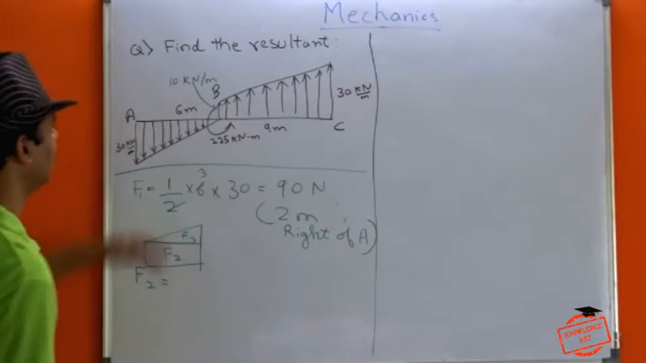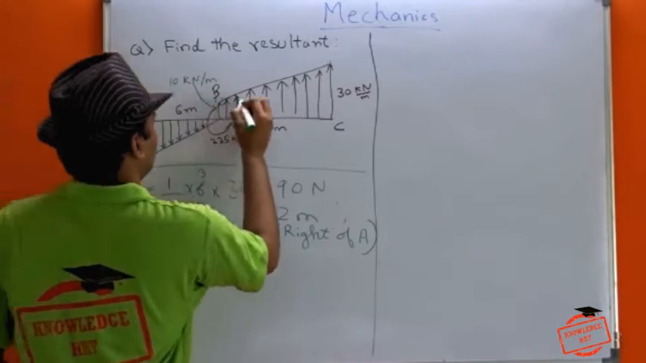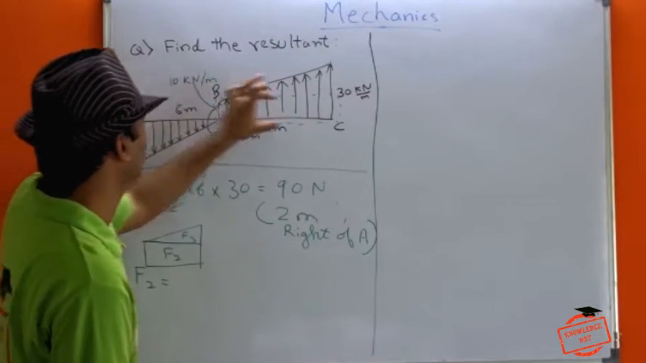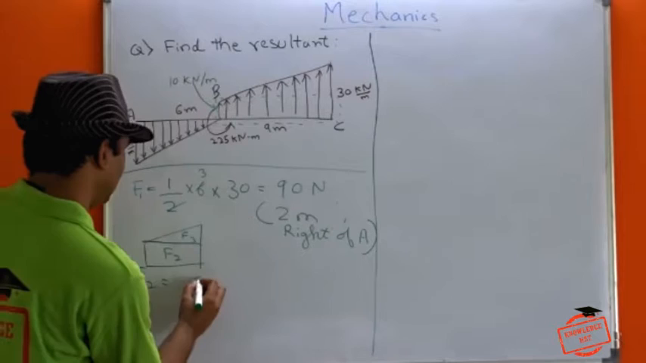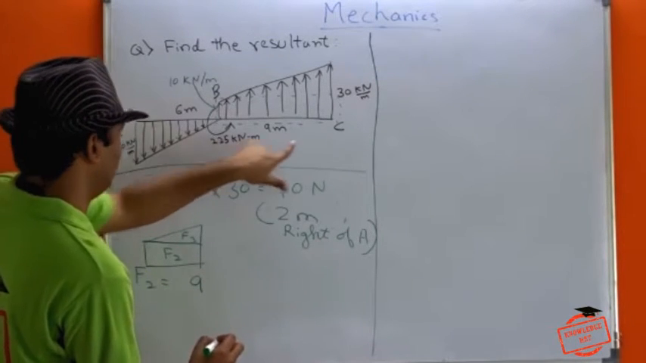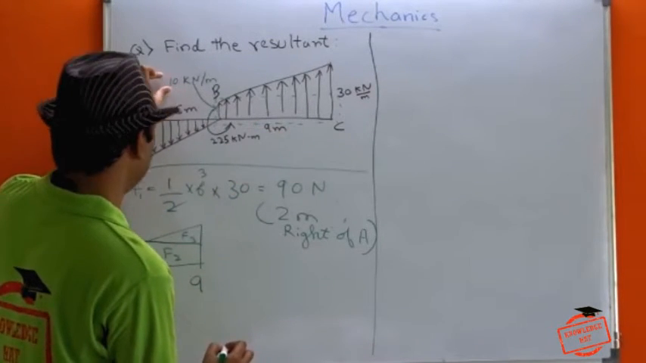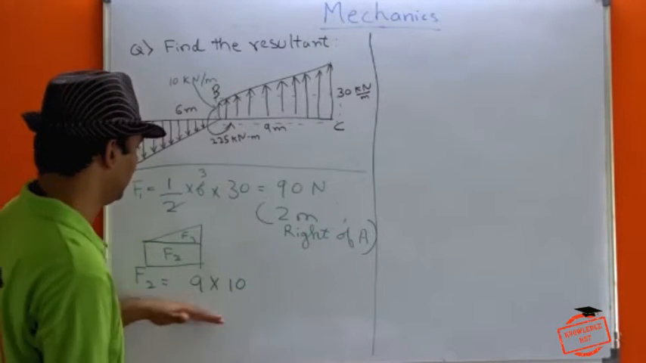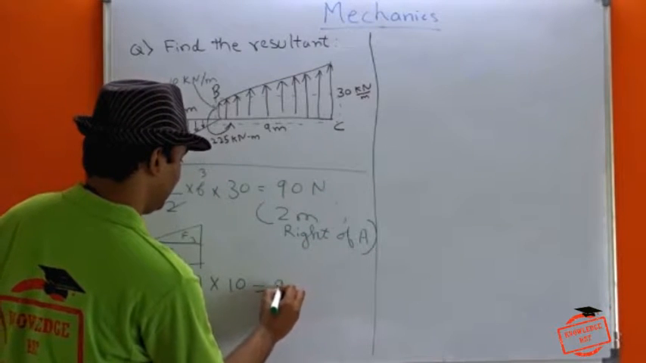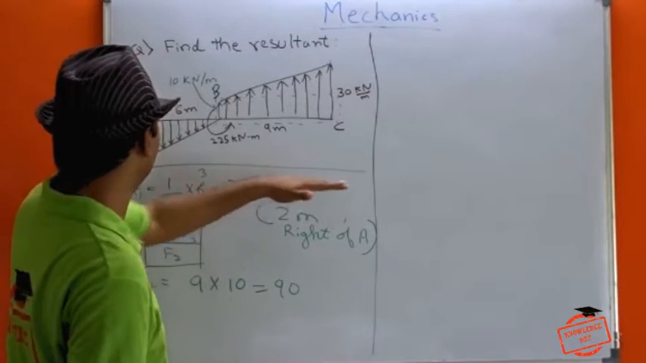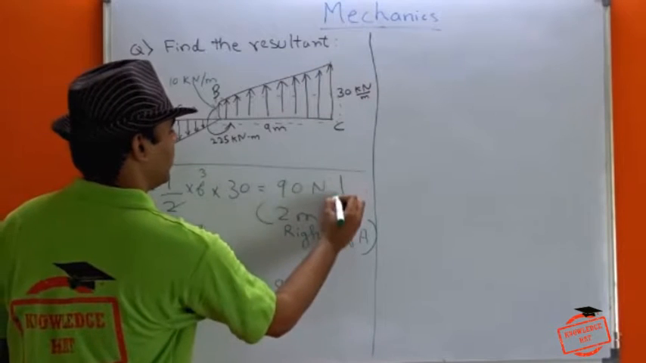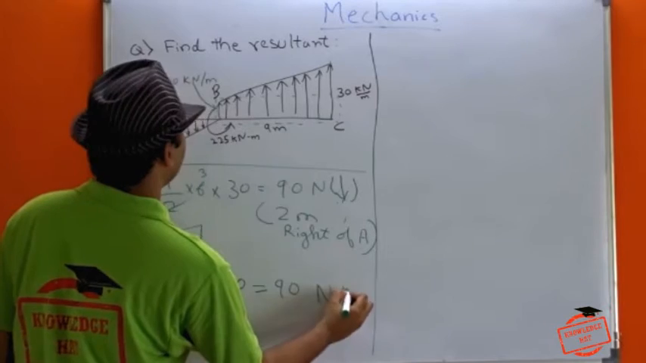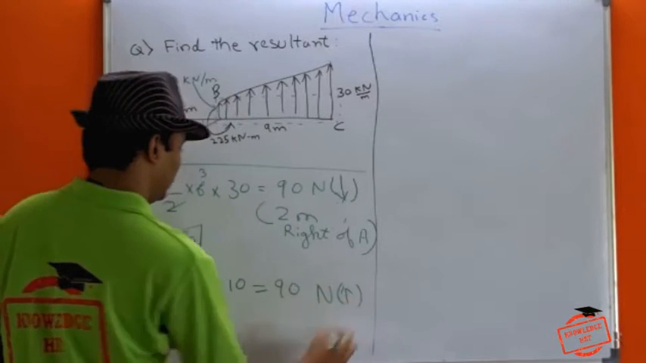For the calculation of F2, which is this highlighted portion, the distance is 9, and the force at the beginning is 10 kilonewtons per meter. So the entire total force would be again 90 newtons. Here the force is acting downwards, so it will be this way, and here this force will be acting upwards in the positive y direction.